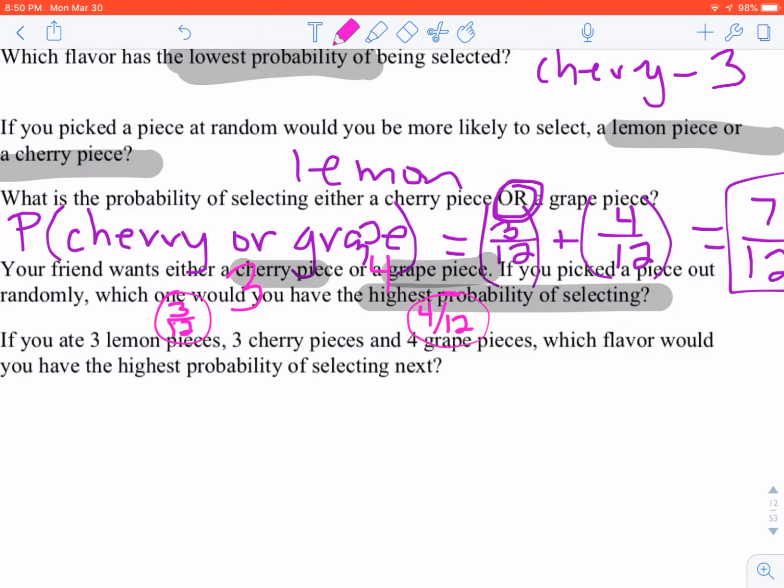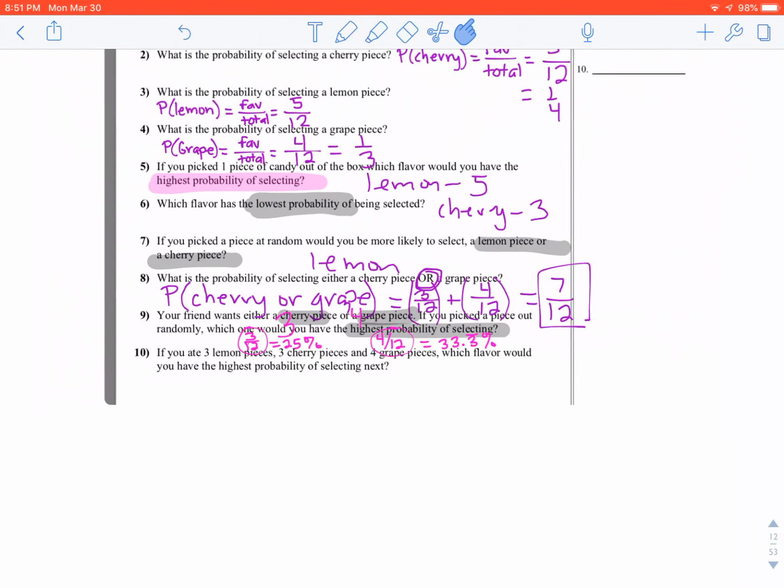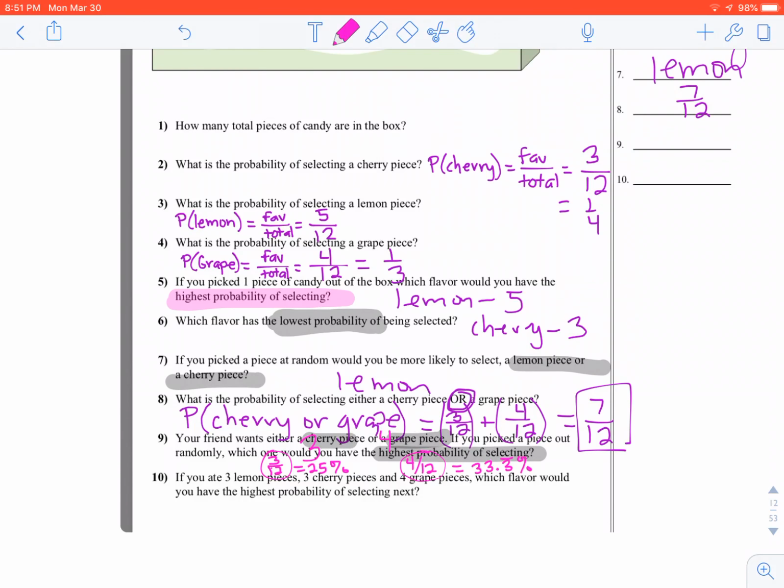If you convert those to percents, you can take 3 divided by 12, which reduces to 0.25. So that one has a 25% chance of happening. Whereas if you type in 4 divided by 12 into your calculator, that one has a 33.3 repeating percent chance of happening. You don't have to do all that, but if you needed to see some more detail behind that, the grape piece is more likely to occur. In other words, the grape piece has the highest probability of being selected.